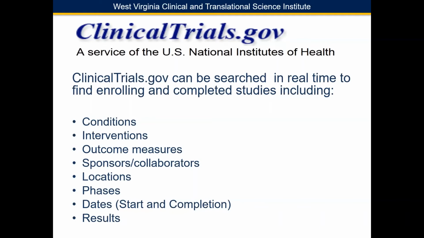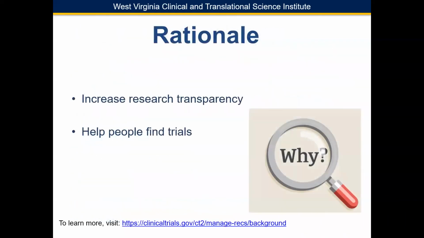So ClinicalTrials.gov can be searched in real time to find enrolling and completed studies, including different conditions, interventions, outcome measures, sponsors and collaborators, locations, phases, and dates, as well as results. So what is the rationale? So increase research transparency and help people find trials.